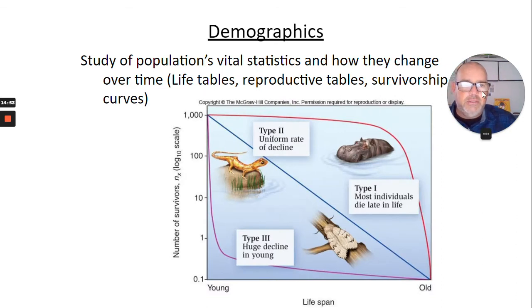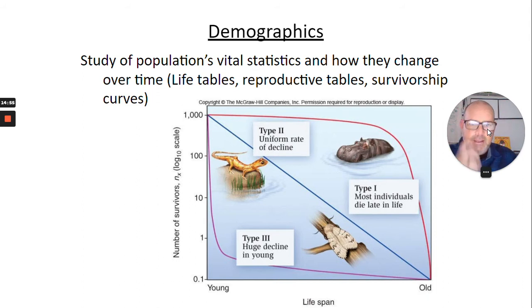Demographics, so moving into some demographic stuff where we look at life tables and reproductive tables, survivorship curves. Basically, you're studying the population's vital statistics and how they change. So birth rates, death rates, growth rates, all that sort of stuff. In this case, there's three types of curves here: type 1, type 2, and type 3. These are called survivorship curves.